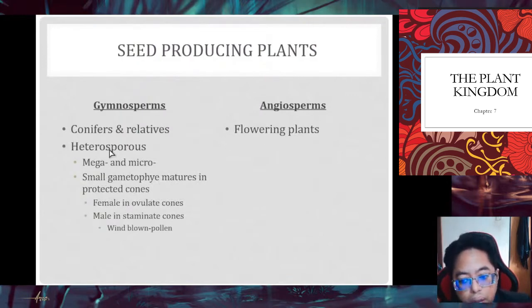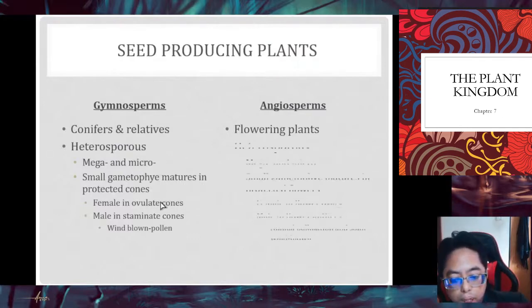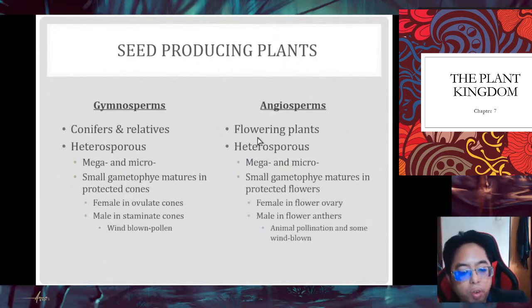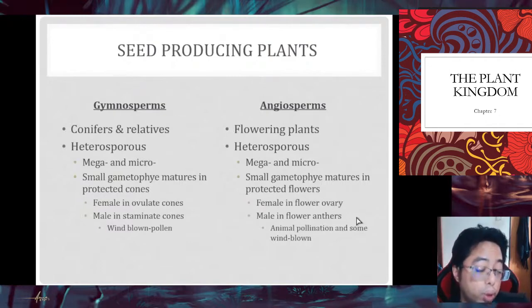Gymnosperms are heterosporous, meaning that the spores have two different shapes. One is big, one is small. The megaspore, or big spore, is for the female, and the microspore is for the male. For angiosperms it is also the same: the spores are different. Male is small, female is big. The female is in the ovary, the male is in the anther. You remember the antheridium from the previous mosses. Now it is just the anther.